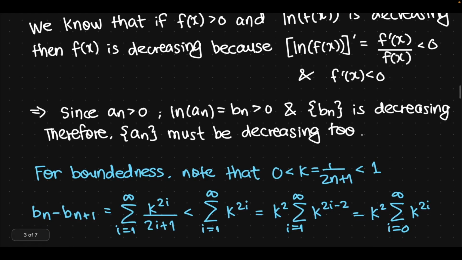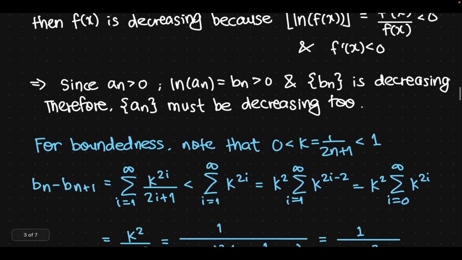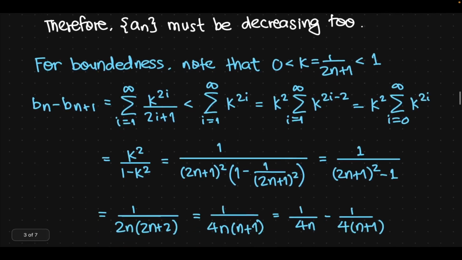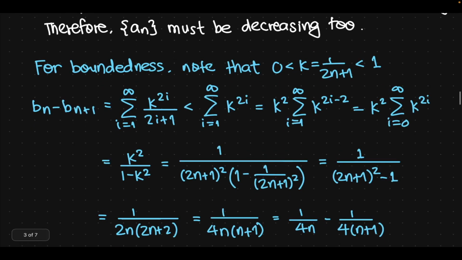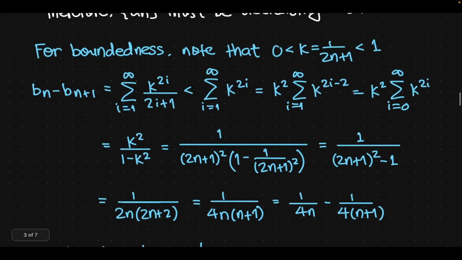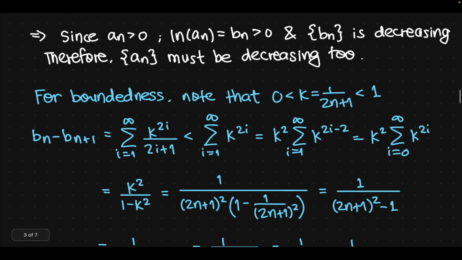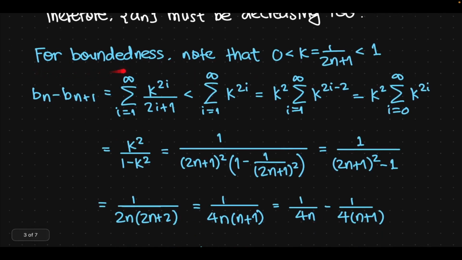In a way, you can think of this as the natural log preserving what the sequence is doing. So if the natural log of a sequence is increasing or decreasing, then the sequence itself inside the argument of the natural log must be increasing or decreasing respectively. So I think that's called the monotone property of the natural log function. Okay, we're done with the decreasing because we just showed that an must be decreasing as well because bn is decreasing. So all that's left is boundedness, right? We need to show it's bounded from below.